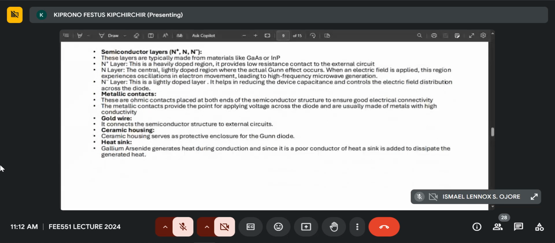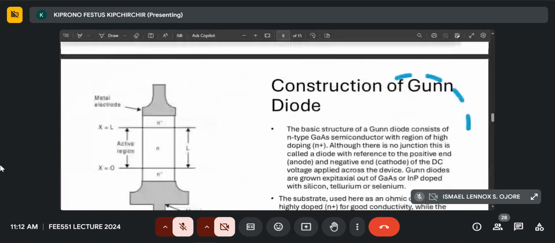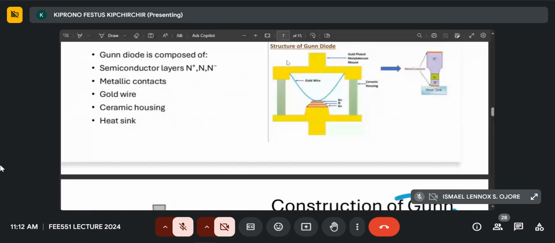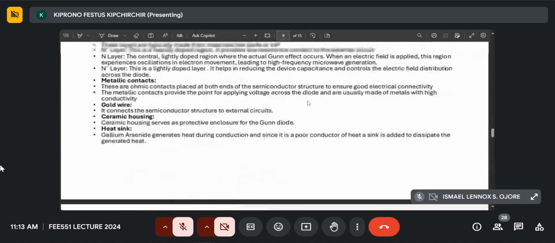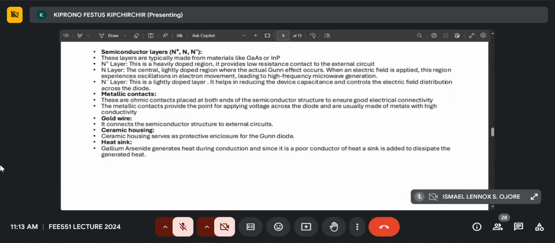Then there are the metallic contacts, which we had up here. Let me just go back to it. The yellow part is the metallic contacts, and the gray part is the ceramic. These metallic contacts are ohmic contacts placed at both ends of the semiconductor structure to ensure good electrical conductivity.